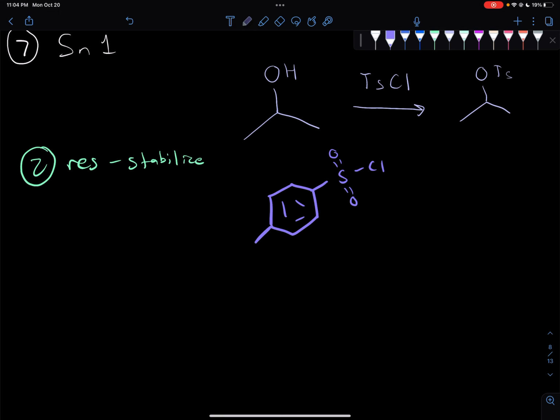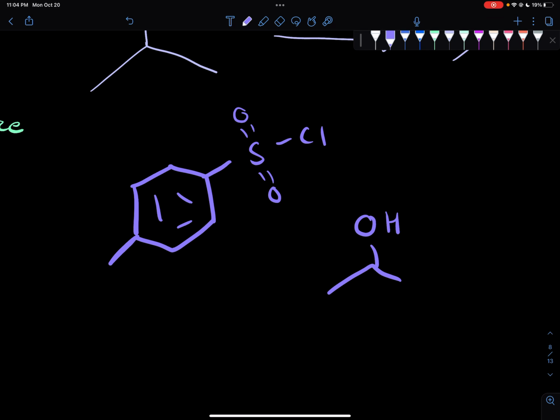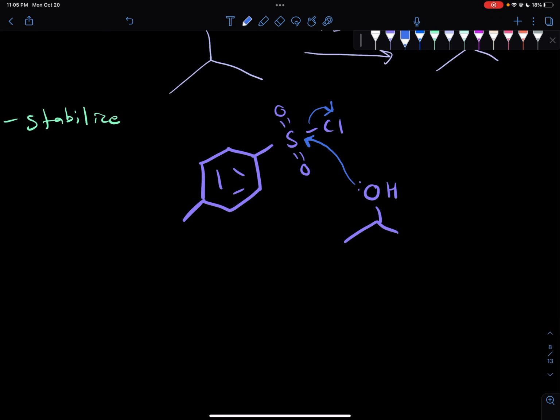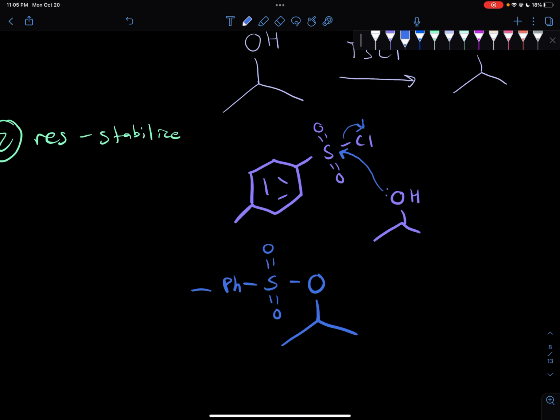And what happens when you react it with an OH? Essentially, what happens is your oxygen is going to attack the sulfur, and something else happens, but just to keep it simple, the chlorine leaves. The chlorine's like a leaving group, right? So then what do you have? You have this. Ph is your benzene, okay? So you have that, and you also have an H, and you have a Cl minus.